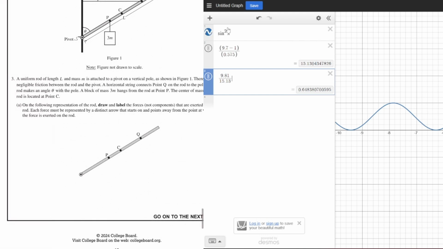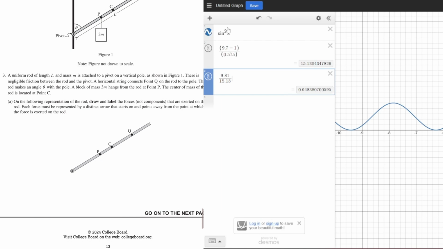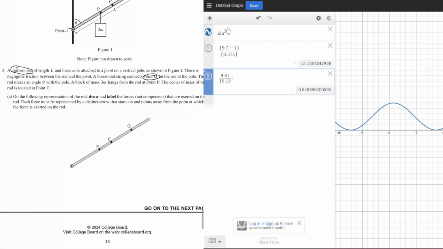It's that simple, really. So a uniform rod of length L and mass M is attached to a pivot on a vertical pole, as shown in figure 1. So uniform rod, that means it has mass. There's negligible friction between the rod and the pivot. A horizontal string connects point Q on the rod to the pole. The rod makes an angle theta with the pole. A block of mass 3m hangs from the rod at point P, and the center of mass of the rod is located at point C. Okay, it's good that they gave you that. So the rod has mass m.